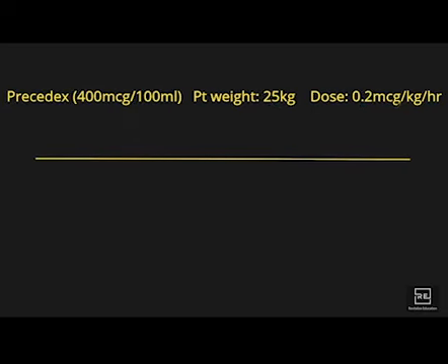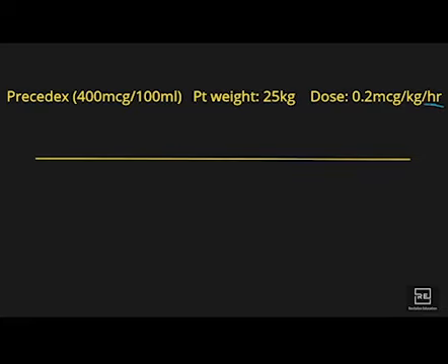So this next medication that we're going to talk about is Precedex or dexmedetomidine. In this instance, we're going to say that you have 400 mics in a 100 ml bag, and your patient weighs 25 kilograms. Now your dose is 0.2 mics per kg per hour. Now, what we've been using is mics per kg per minute, and normally when you talk about pressors or vasoactive medication, they tend to run in mics per kg per minute. But when you switch over into sedation, you tend to be mics per kg per hour.